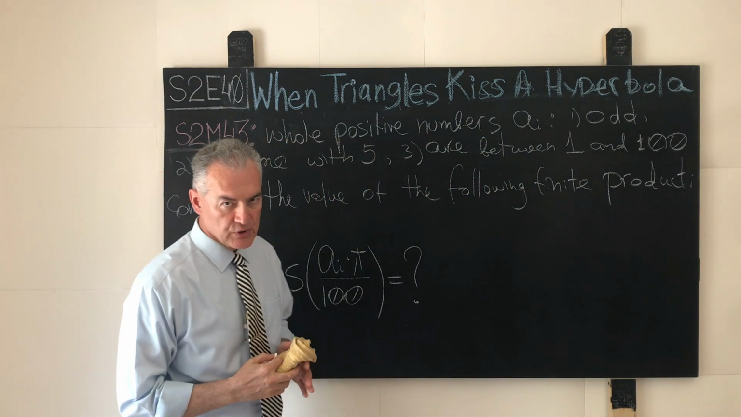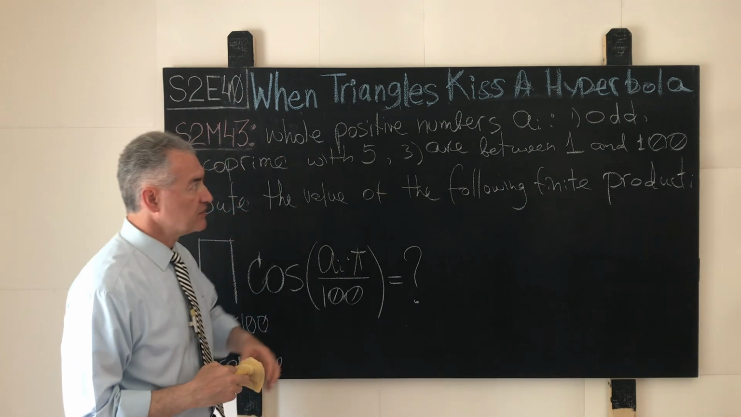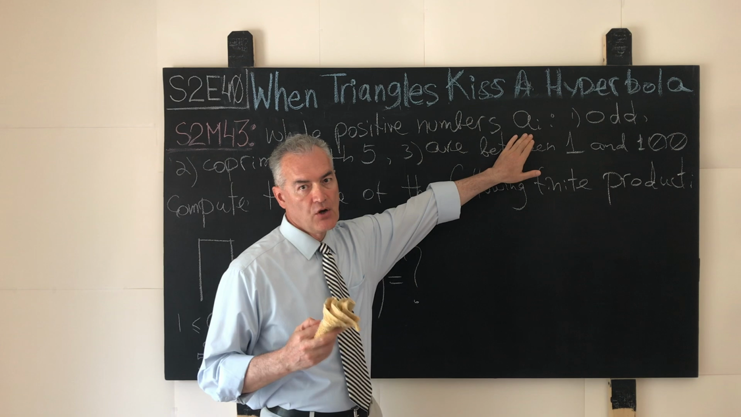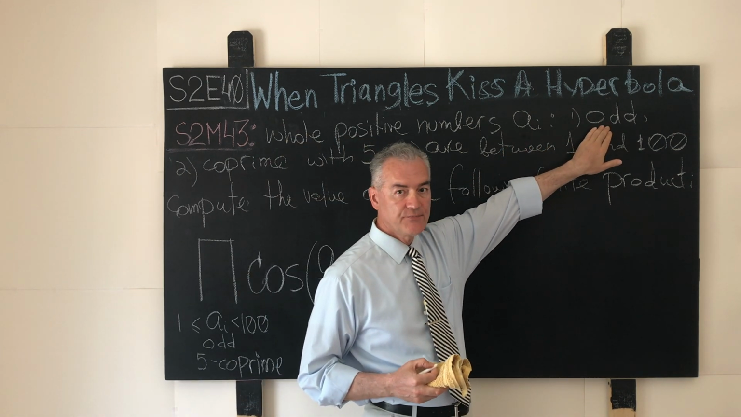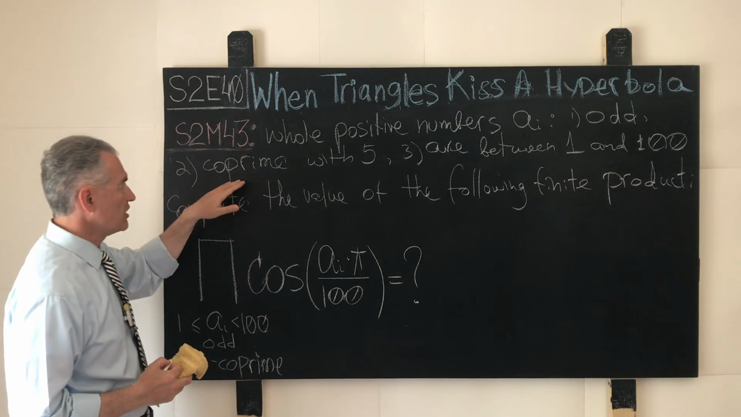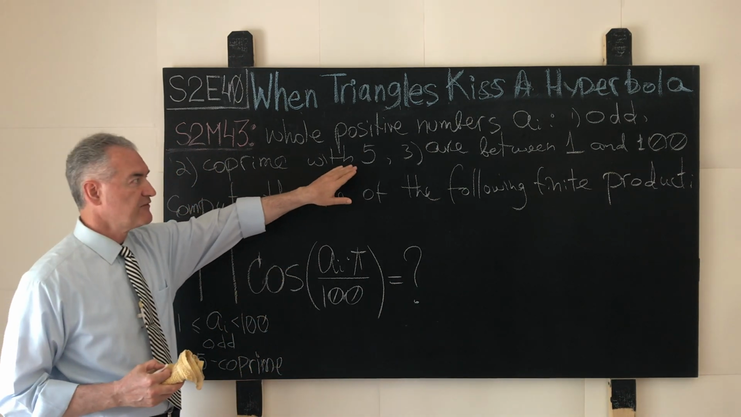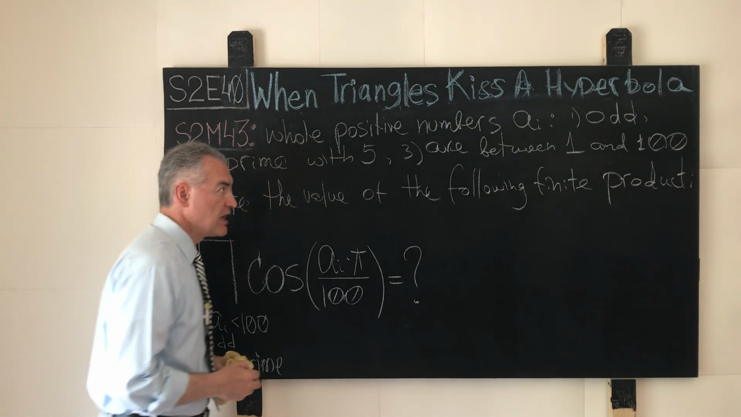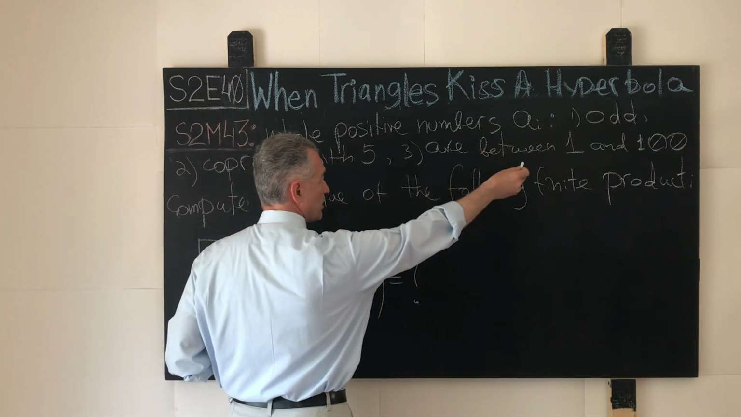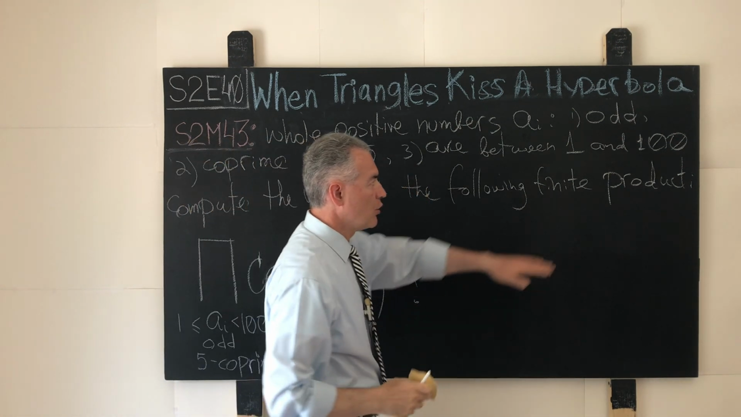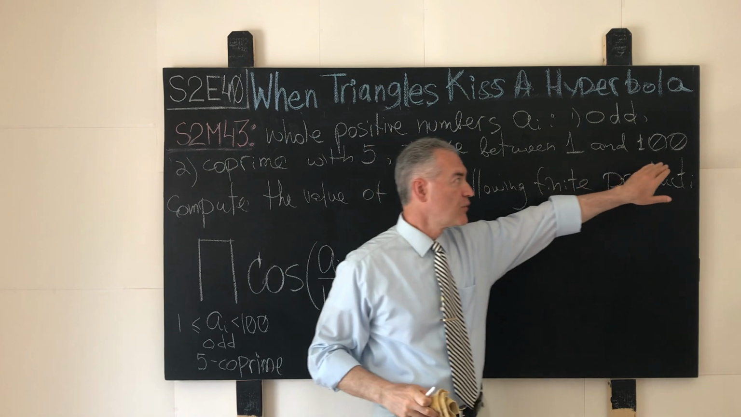In this problem, we're given a set of whole positive numbers AI such that all these numbers are odd, or not divisible by 2. All such numbers are coprime with 5, or do not have 5 in their prime factorization. And these numbers, which are odd and coprime with 5, vary between 1 and 100.